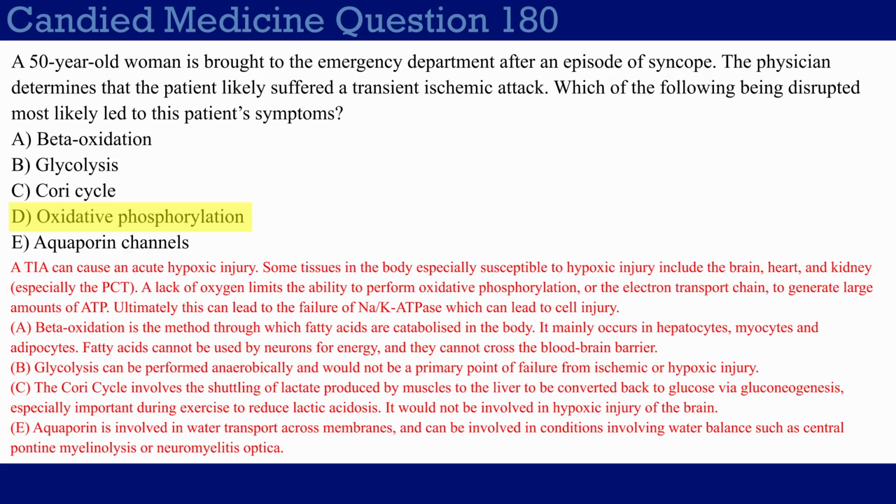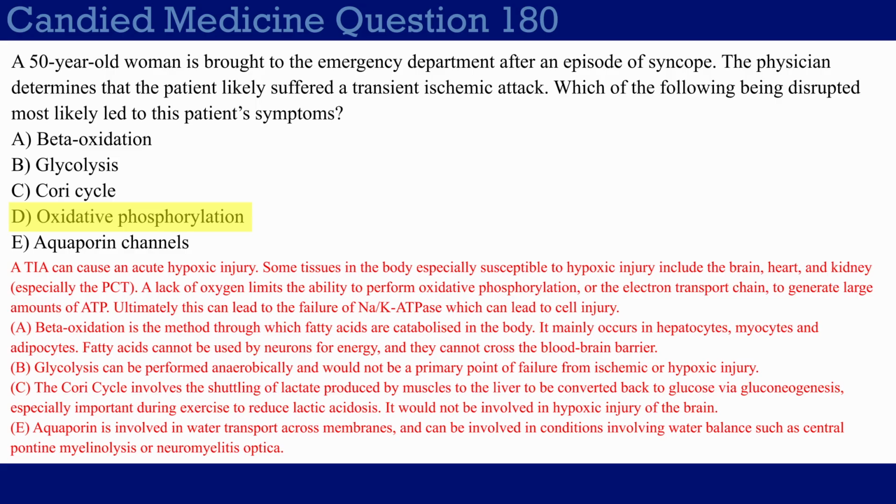And this, of course, is because of the large amounts of sodium-potassium pumps in the PCT that are reliant on generating large amounts of ATP, which of course is also related to oxidative phosphorylation, electron transport chain. You need oxygen to make that run. So let's look at some of the wrong answer choices here. Choice A, beta oxidation. This is the method through which fatty acids are catabolized in the body.